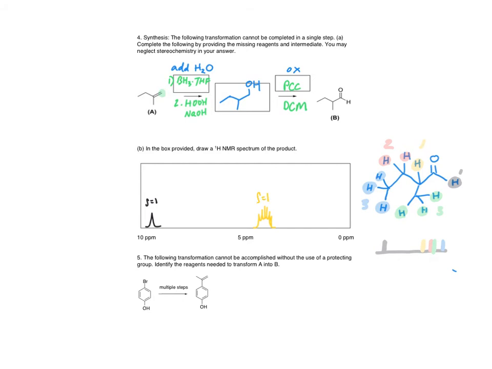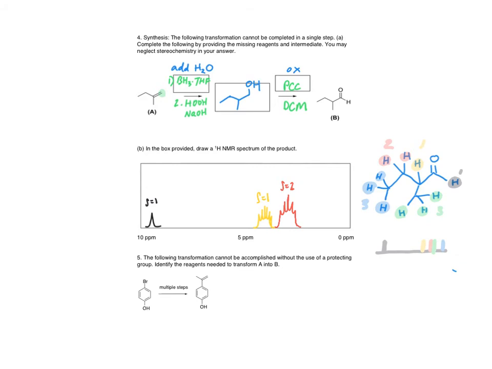Then for the red protons, or the pink protons, we want to ask ourselves, how many neighbors does this have? And we have 1, 2, 3, 4 neighbors. So that means we're going to get a pentet for the multiplicity of this peak. And this peak is a little taller because we have an integration of 2.